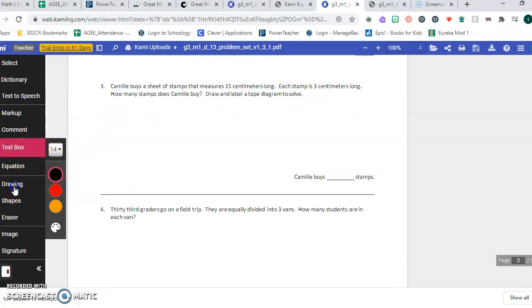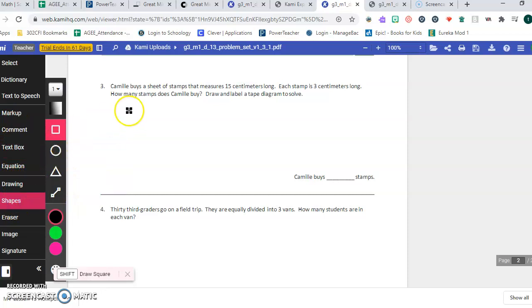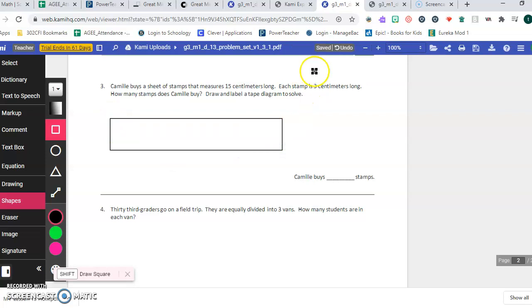I'm going to draw my rectangle here, like this. And I know that each stamp is 3 centimeters long. Okay, well, I'm going to do just a quick count by here to see how many threes it takes to get to 15 centimeters. So if I've got a stamp that's 3 and I put another stamp next to it, that gives me 6. And then I'm just using my fingers to count and talk out loud here.